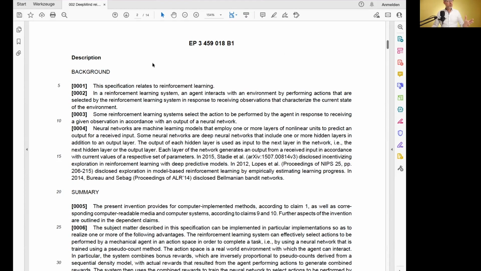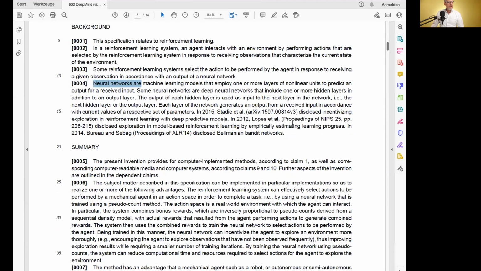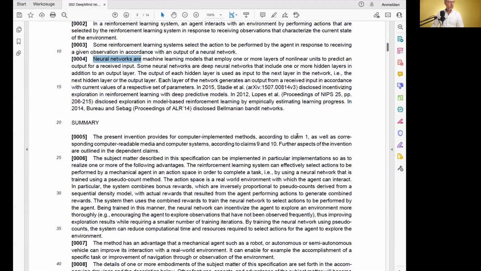The background section of the patent is rather short. It simply says that it relates to reinforcement learning. Other than that, this section only basically says that neural networks can be used, but there does not seem to be any problem stated which the invention solves.